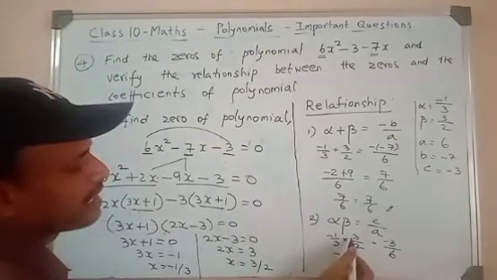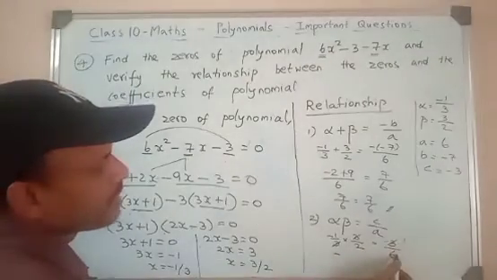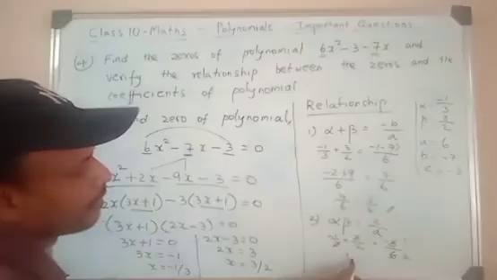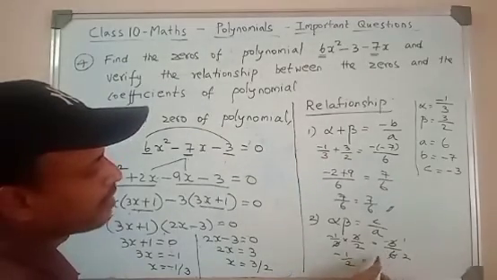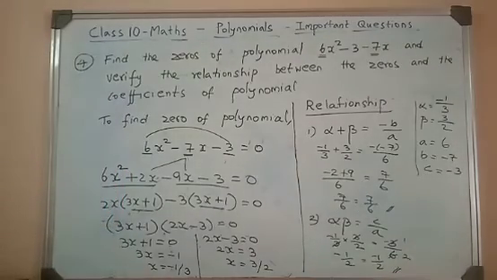or else you can cancel here first. 3 and 3 can be cancelled here. 3 one time, 6 2 times, 2 3 6. So now remaining is minus 1 by 2. That side also you have minus 1 by 2. So it is verified. Let us move to next question.